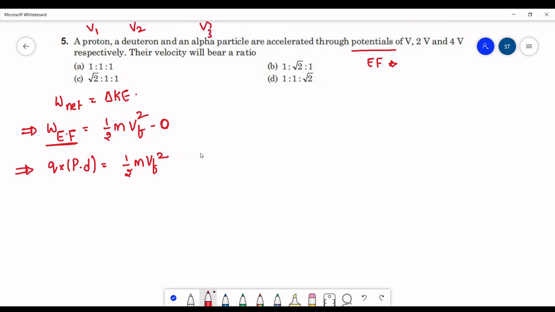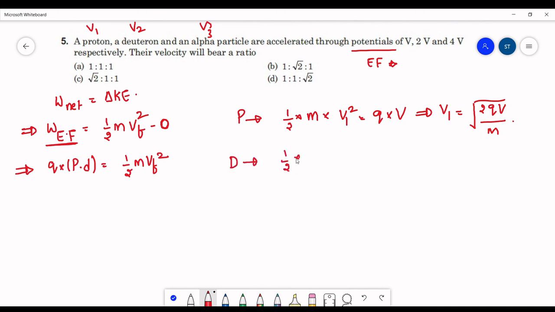Now for proton, I can write it as half into, let us assume mass of the proton as m, into v1² is equal to q into potential difference applied for proton, which is V. So from this one we can write v1 is equal to root of 2qV upon m. Similarly for deuteron, if proton mass is m, deuteron mass will be 2m. So half into 2m into v2² is equal to q into potential applied for deuteron, which is 2V. So here we can write v2 will be equal to, we will get the same value, root of 2qV upon m.